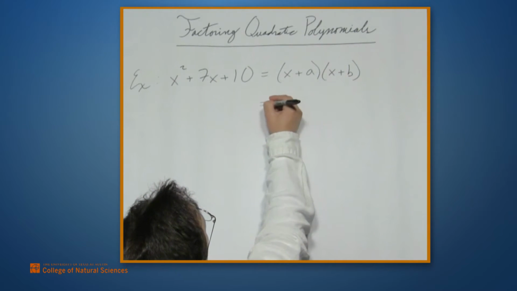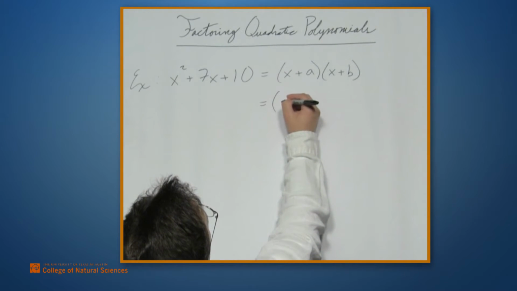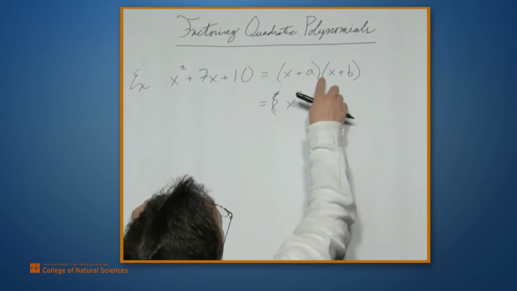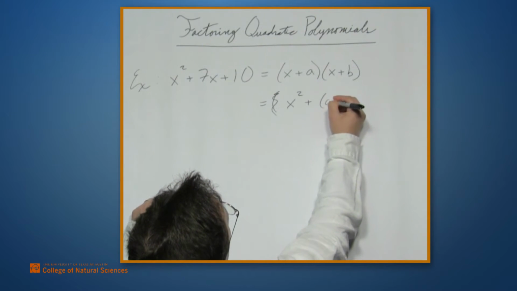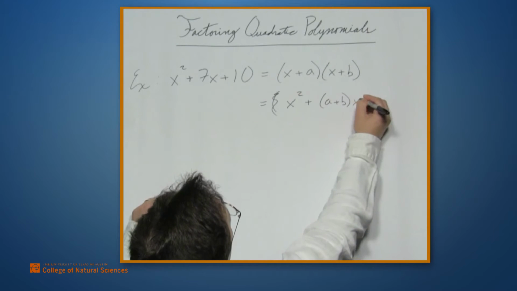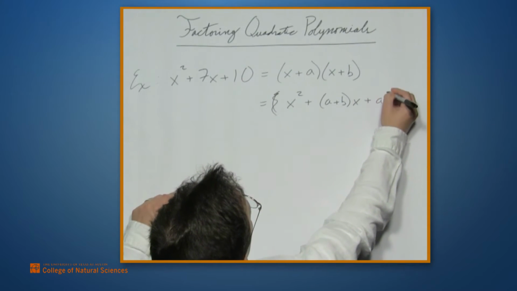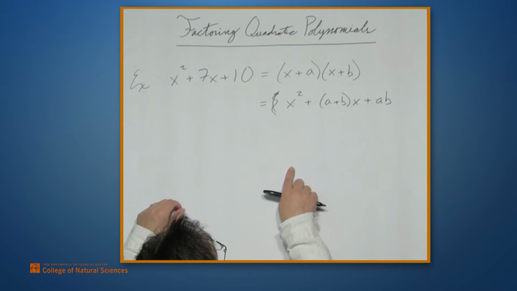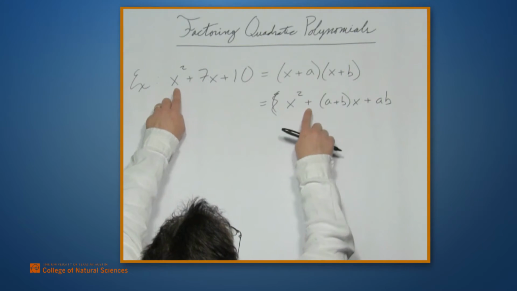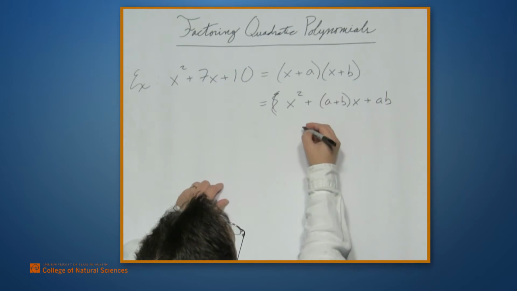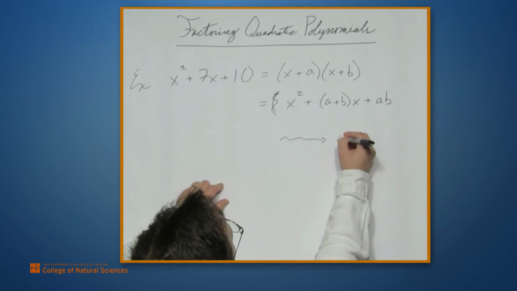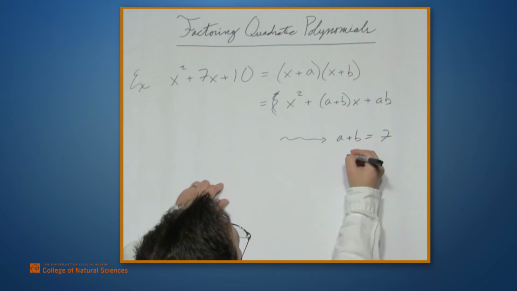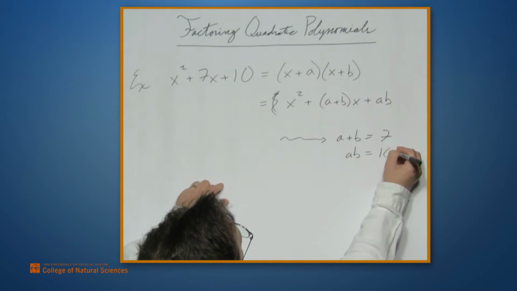Well, we know that if we expand this, we get x squared plus ax plus bx, which we can write as x squared plus (a plus b) times x plus ab. And we want this to equal x squared plus 7x plus 10. The x squareds will be fine, and from this we know that a plus b must be 7, and we know that a times b must be 10.